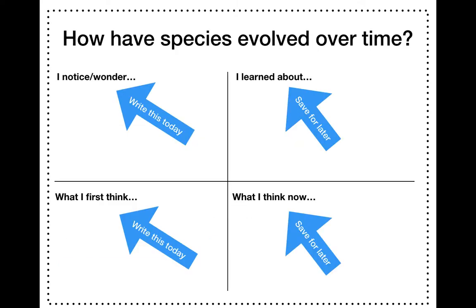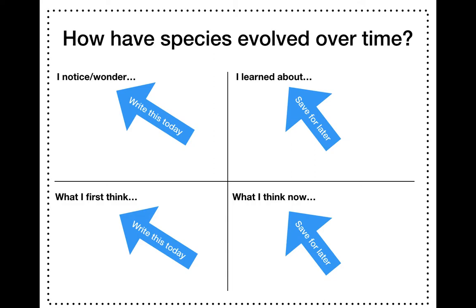Okay, and next we have our phenomenon page. Our phenomenon question is, how have species evolved over time? You divide this two-pager into I notice and wonder and what I first think on one side. You'll be doing that today after you watch the phenomenon video. And then I learned about and what I think now. We'll be coming back to those at the end of the unit. So pause me for a second and go ahead and draw that in your notebook.